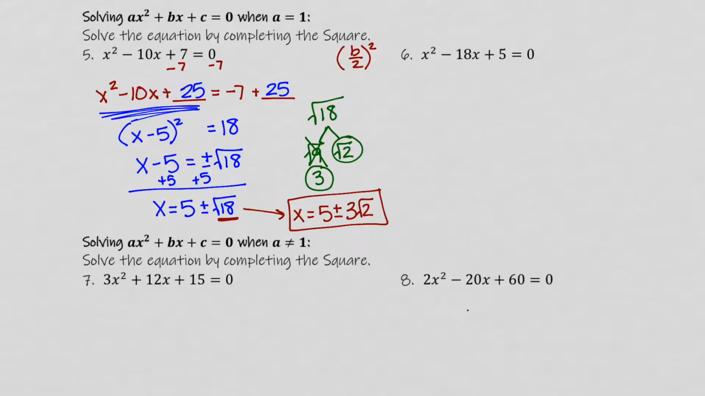Now again, this really gives you two answers. It gives you 5 plus 3 square root of 2, and it gives you 5 minus 3 square root of 2. You can write it either way.